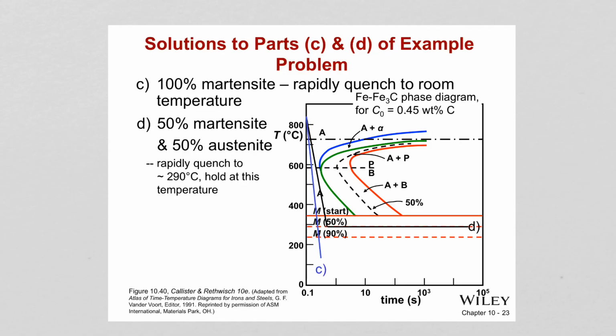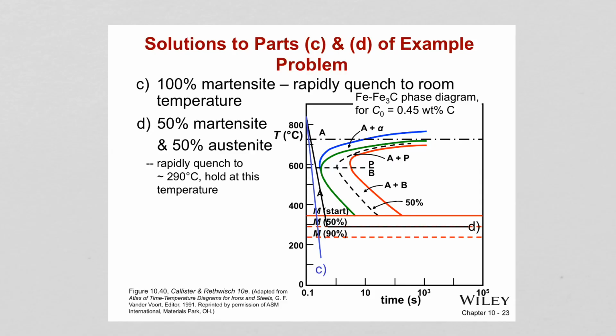What if you want 100% martensite? This is very easy. All you have to do is rapidly quench the material to room temperature. And then you will obtain, as you can see with the blue curve, martensite rapidly.